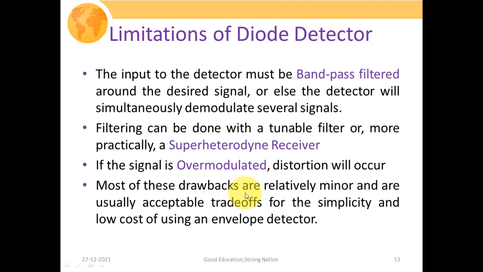Most of these drawbacks are relatively minor and are usually acceptable trade-offs for the simplicity and low cost of using an envelope detector. Obviously these drawbacks are quite minor. If we are not overly cautious about the quality of the signal reception, then we can make a certain acceptable trade-off, and simplicity is the major plus point of this diode detector circuitry, along with its low cost. That is why it has been widely used.